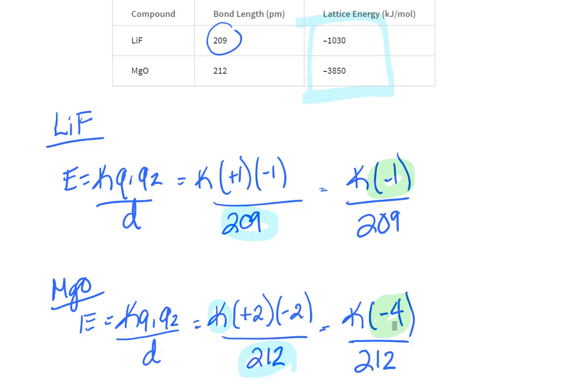The reason behind this is that those charges really are going to matter, because the greater the charge, the more tightly held those ions are going to be next to one another. And so that means when the lattice is formed, it's going to release so much more energy.